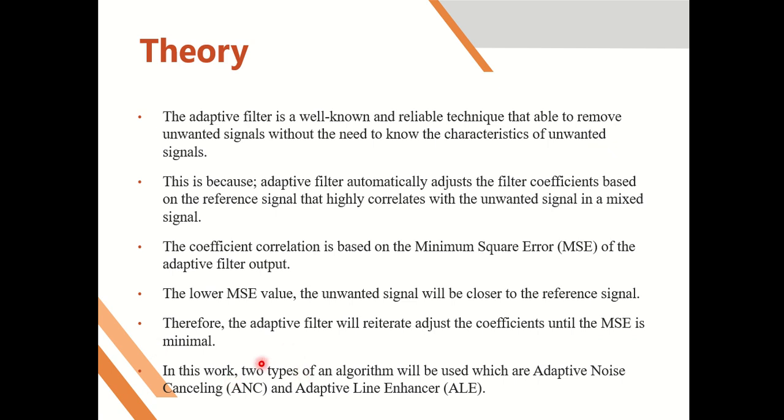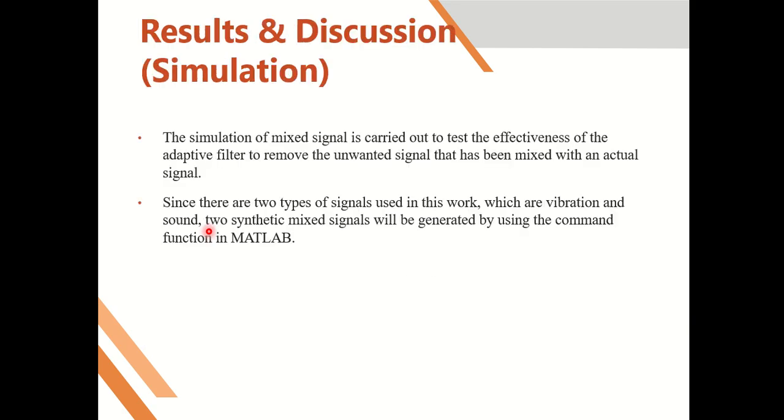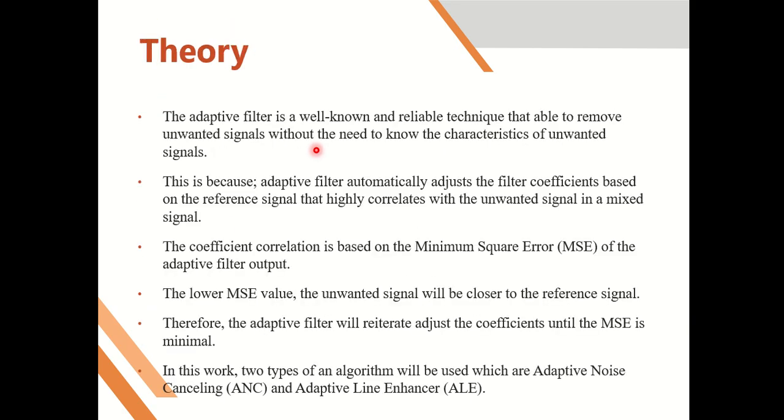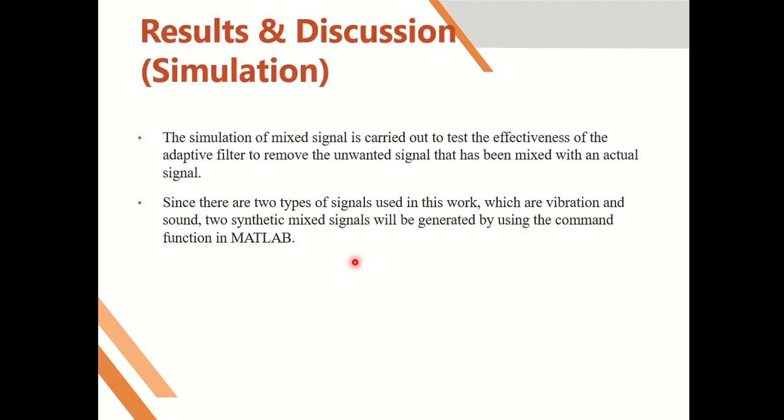So in this work, two types of algorithm will be used, which are adaptive noise cancelling filter and adaptive line enhancer filter. So the way we interpret the data, we determine which filter is more accurate based on this epsilon value. The scale of optimum filter is known between range 0 to 1. So if epsilon is 0, the adaptive filter with the optimum value of filter coefficient has perfectly eliminated the unwanted signal.